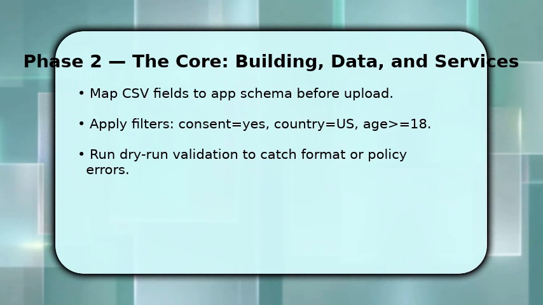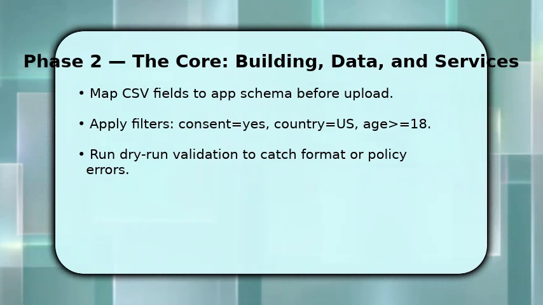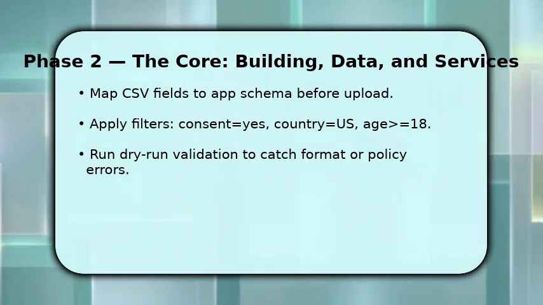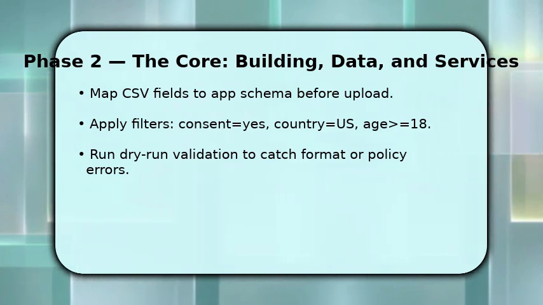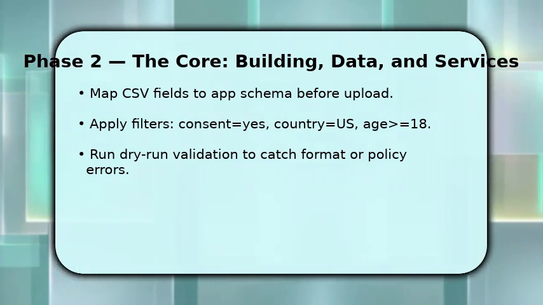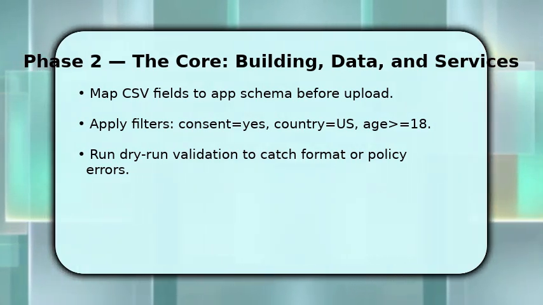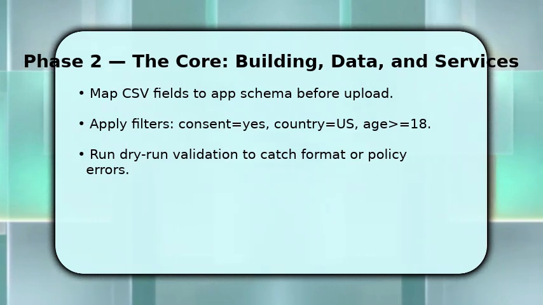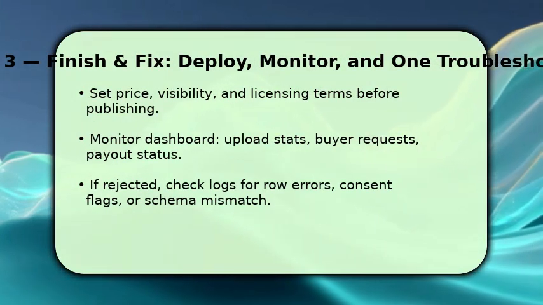Run a dry run validation. It shows format, duplicate, or policy warnings without committing. If the dry run looks clean, proceed to full upload and label the dataset clearly so buyers find it quickly, and bidding starts immediately. Finish by publishing and monitoring performance.